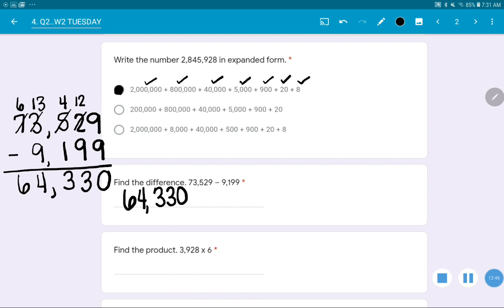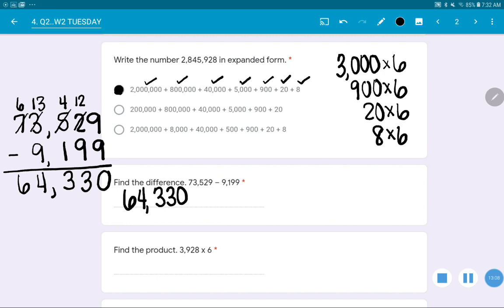Next, I'm finding the product of 3,928 times 6. So I'm going to multiply the value 3,000 times 6, 900 times 6, 20 times 6, and 8 times 6. I know that 3 times 6 is 18. And I have 3 zeros at the end of that. 3 times 6 gets me 18. And I add my 3 zeros.